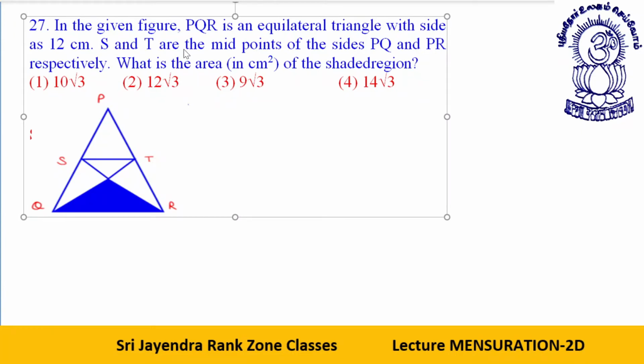In the given figure, PQR is an equilateral triangle with side as 12 centimeter. Okay, this side is 12. Every side is 12 basically. S and T are the midpoints. These are the midpoints of the sides PQ and PR effectively.